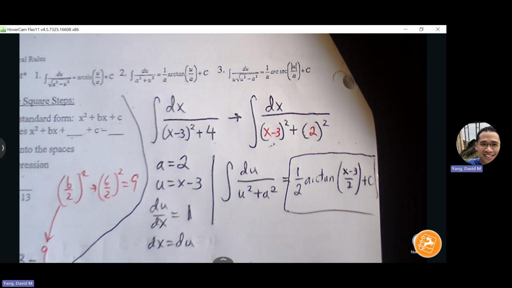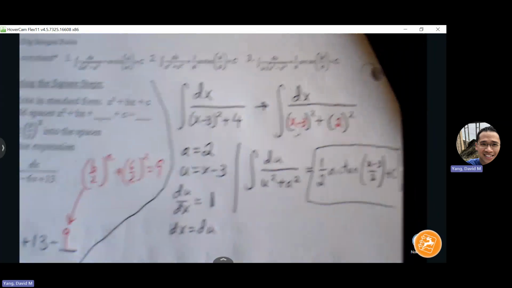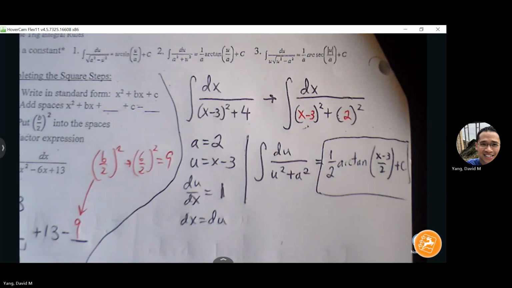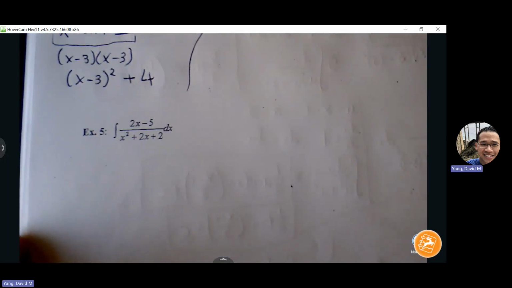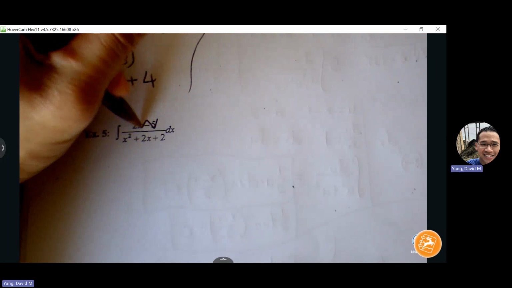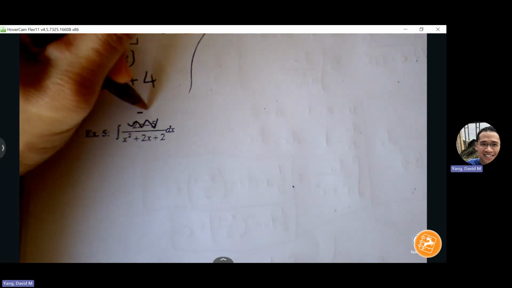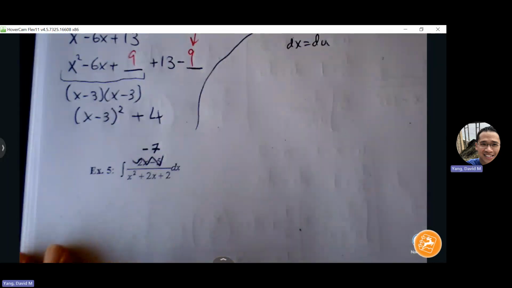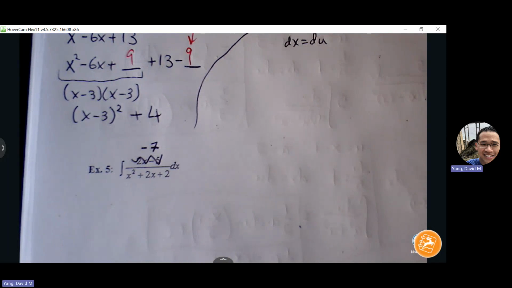Okay, let's do one more. So example 5 is a little bit more complicated than I want it to be. Sorry, does anybody still need this? All right, so number 5, I want to change this up a little bit. So if you can change the numerator to just be -7, we're just going to do that problem instead.